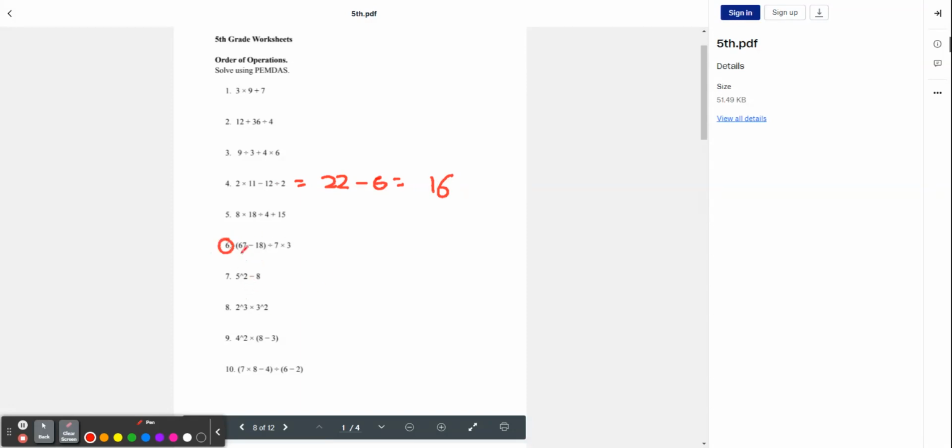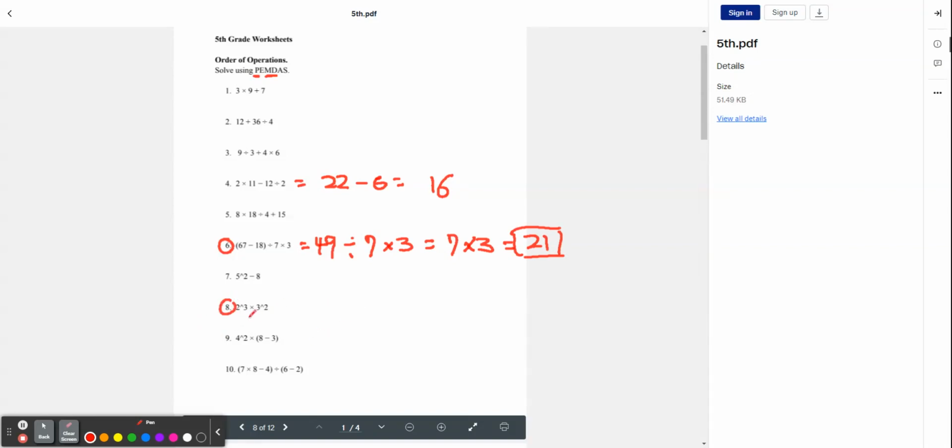Let's try 6. We have parentheses, division, and multiplication. So parentheses comes first before multiplication and division. So we're going to do 67 minus 18 first. And that is 49. Divide by 7 times 3. Now we just need to go from left to right. 49 divided by 7 is 7. 7 times 3 is 21.